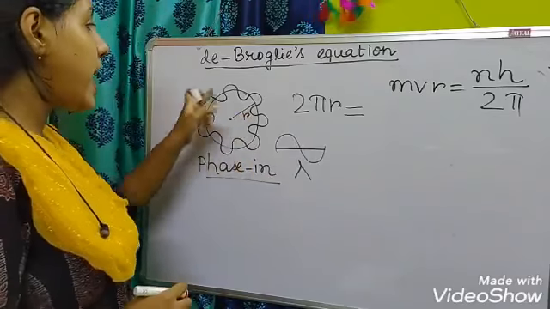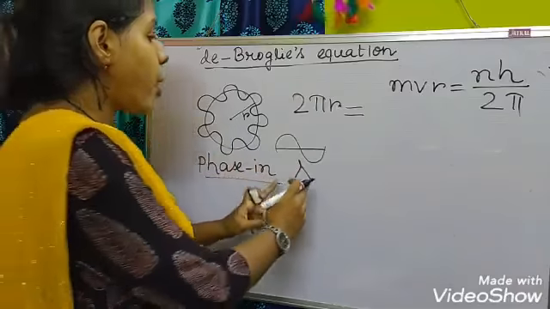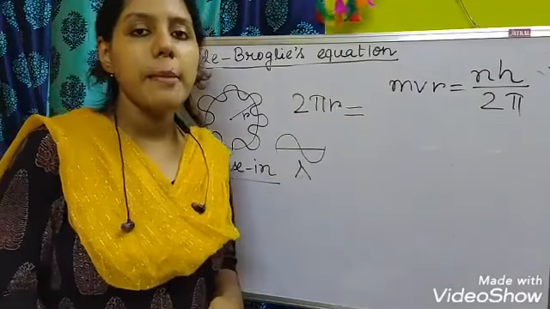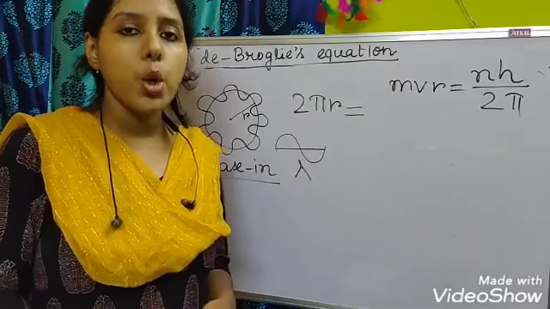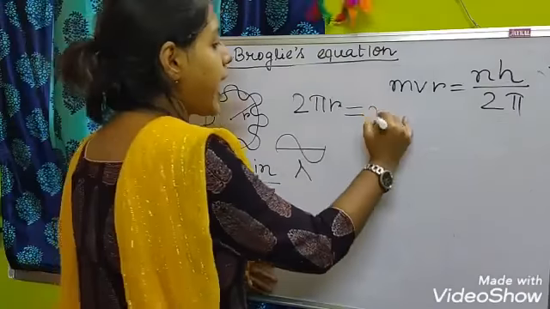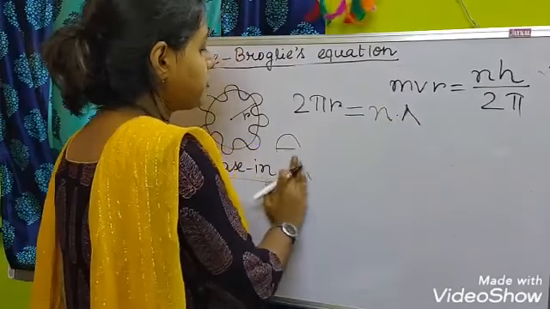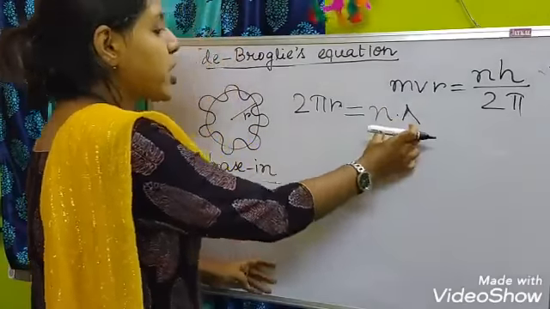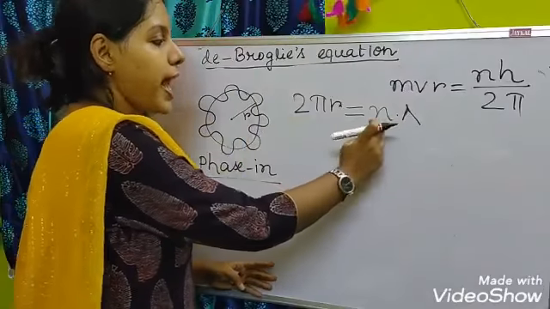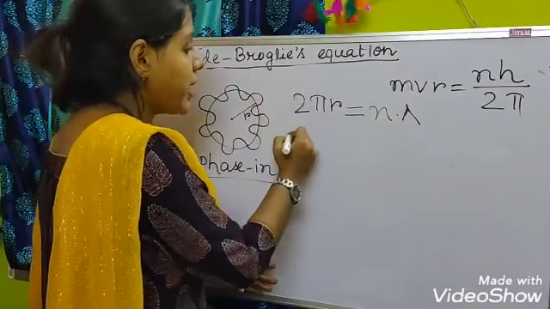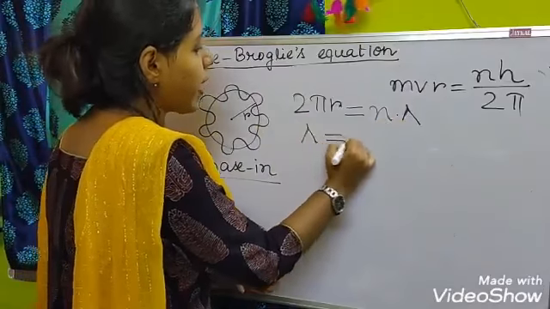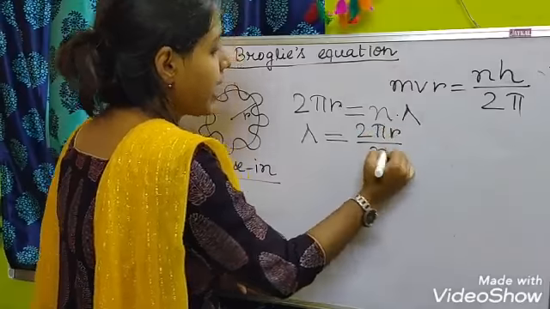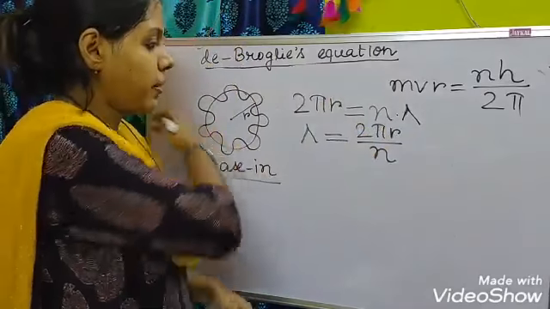So for one wave, the length is lambda. For n number of waves, what will be the total length? That will be n into lambda. For a total of n waves, the total distance covered by the wave is n into lambda. So from here we can calculate the value of lambda as 2 pi r by n.